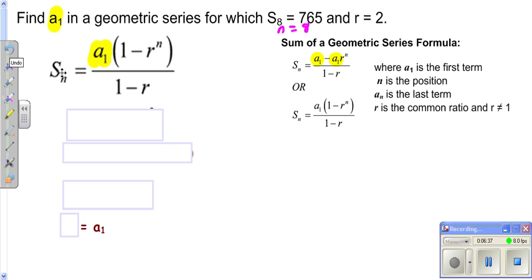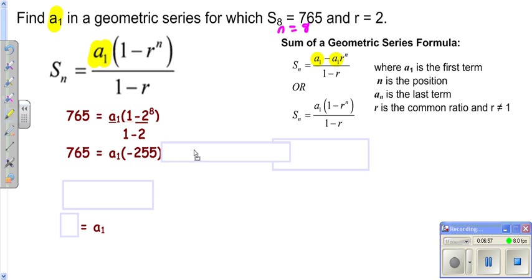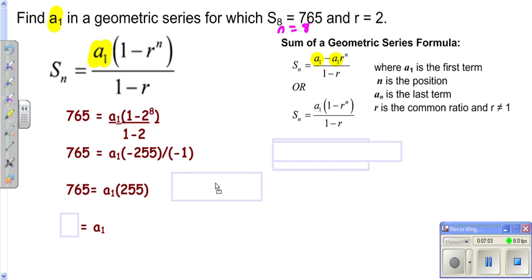I know my s sub n, that's 765. Don't know my first term. Then go 1 minus my ratio, which is 2, and I know my n is 8, all over the 1 minus 2. So now we want to work this out, our 765, work out the top, get negative 255, work out the bottom, negative 1. Negative divided by negative is a positive. Then to get rid of the multiplying by 255, you want to divide by 3.